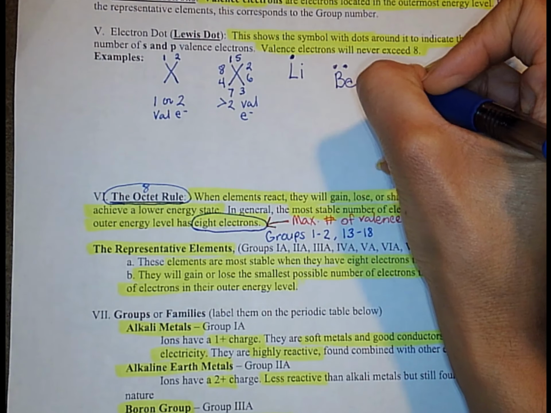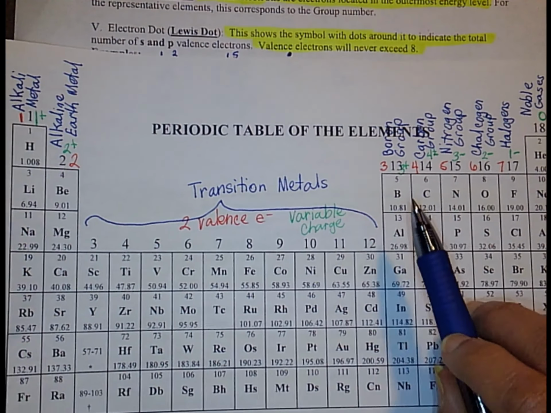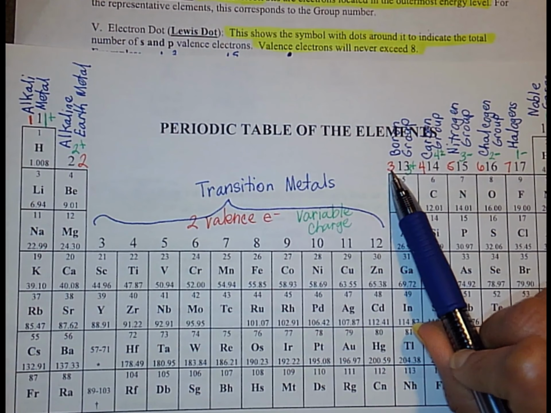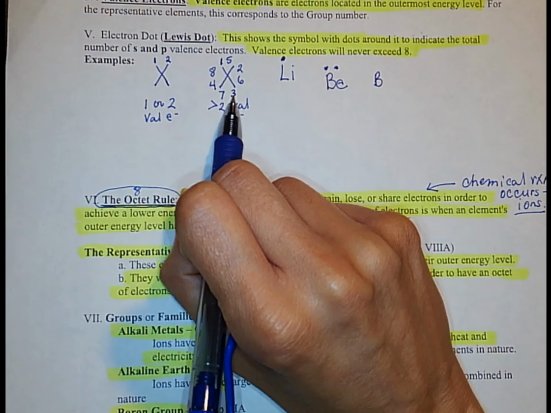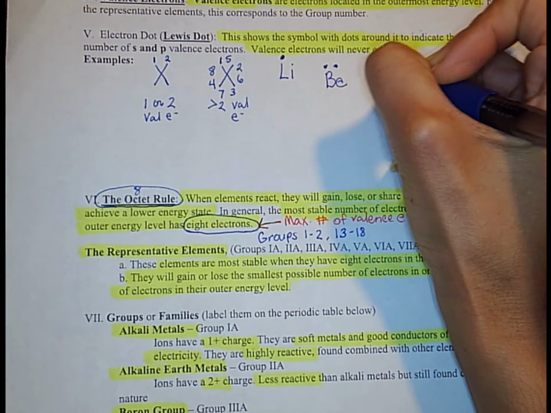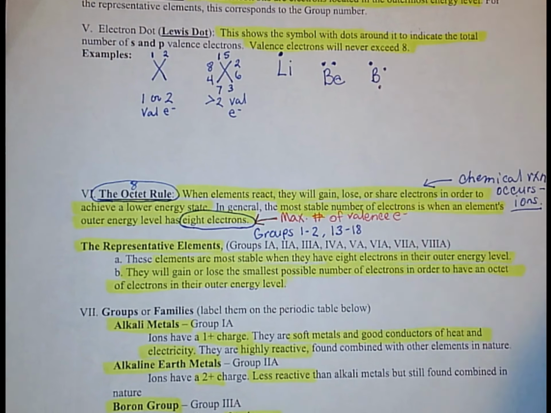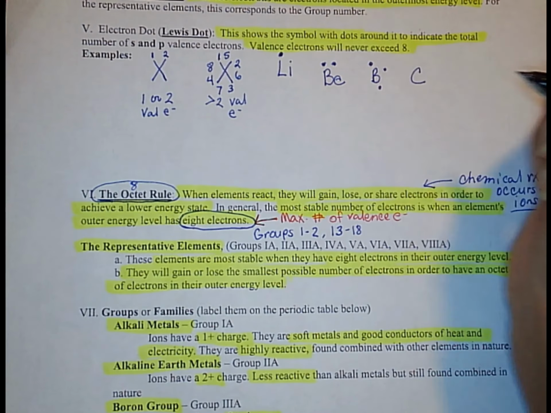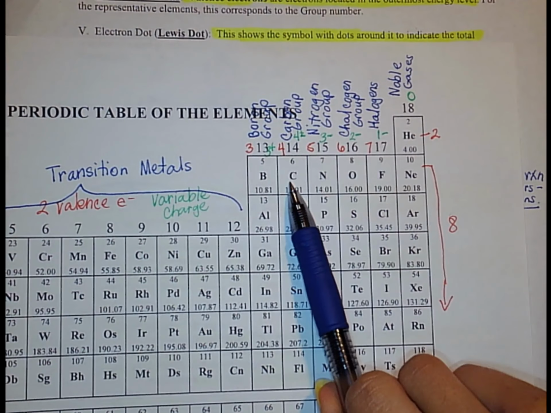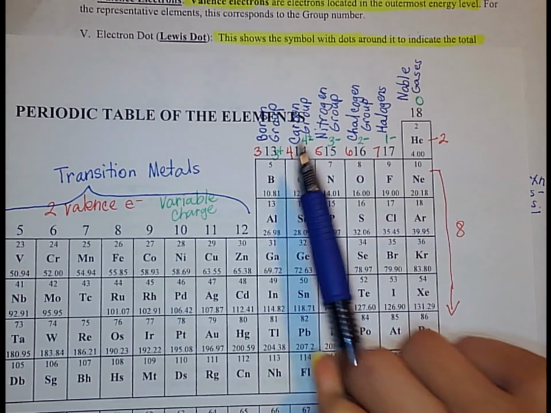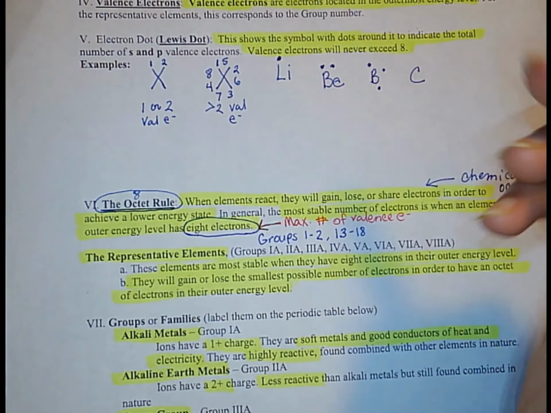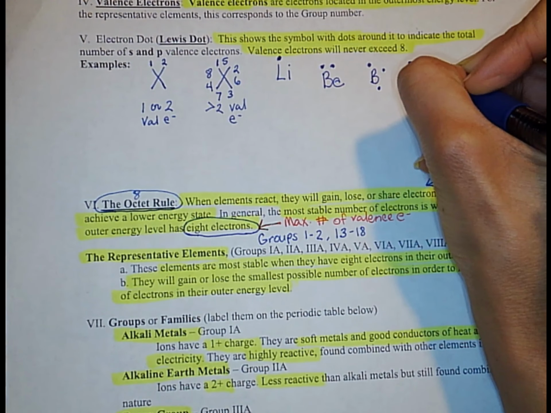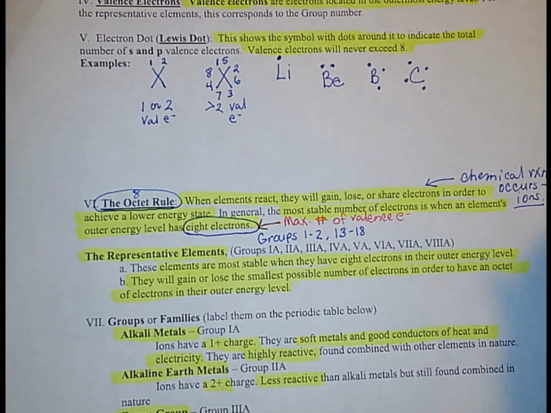We have boron as our next example. Boron is in group 13, and it has 3 valence electrons. So now we're going to use this model right here. We're going to have 1, 2, 3 valence electrons. We have carbon. Carbon is in group 14, and it has 4 valence electrons. We're still going to stick to this model, but it's going to be 1, 2, 3, 4 valence electrons.